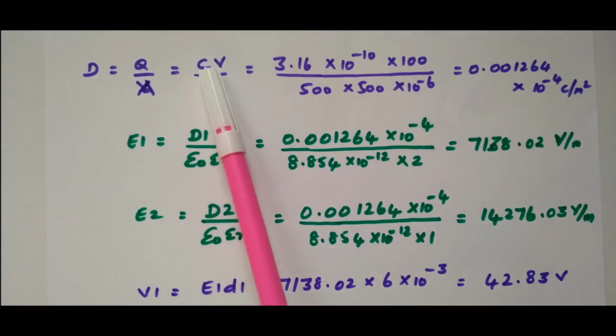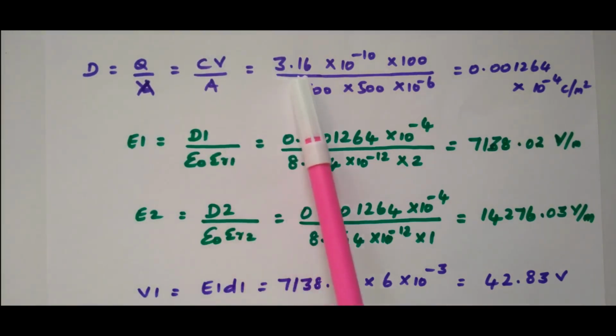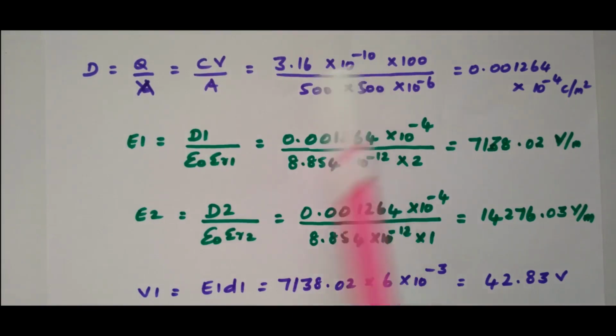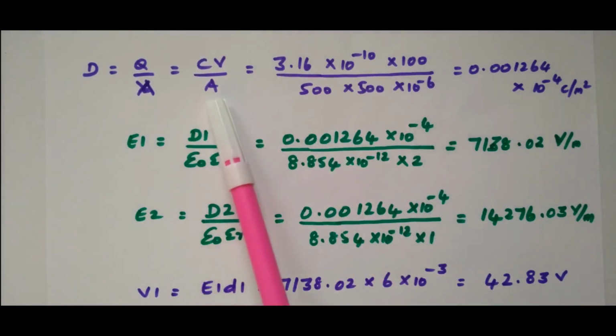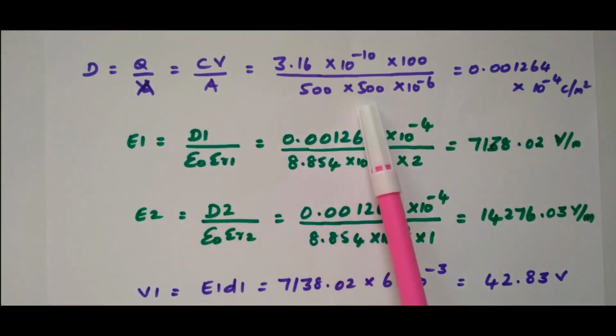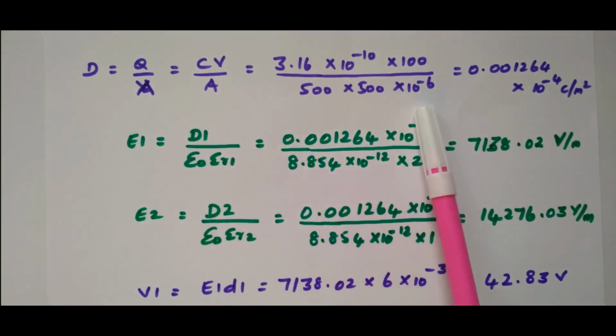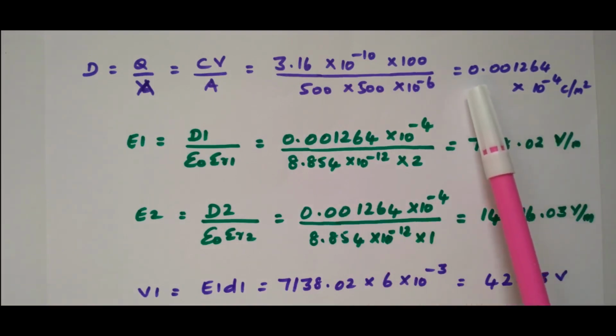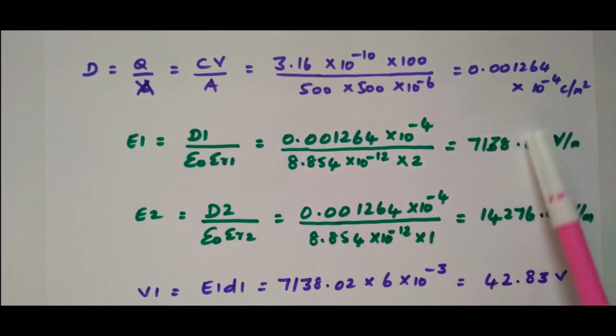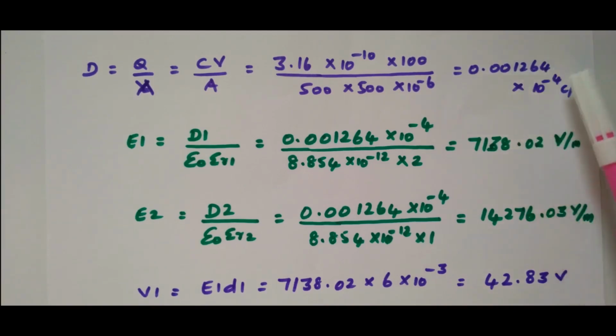Now we'll substitute the value of C. We calculated the capacitance as 3.16 into 10 to the power minus 10. The applied voltage is 100. What is the area? 500 into 500, 10 to the power minus 6, right? We will substitute all the values. It is better to take 5 to 6 decimals so that the answer will be very accurate. Normally, if you take 6 digits after the decimal, the answer will be very near, right?